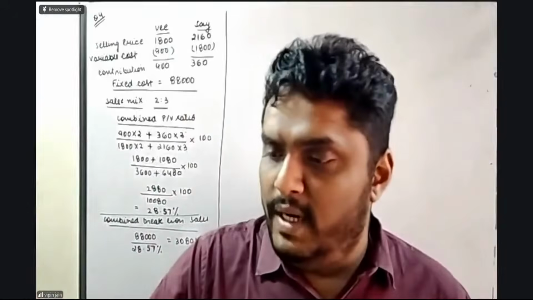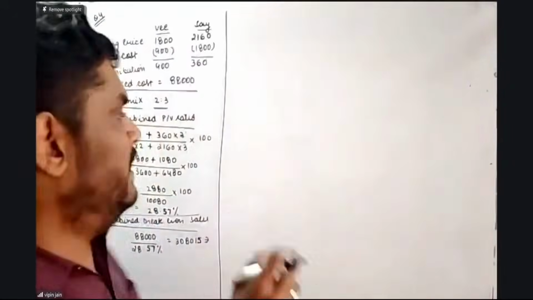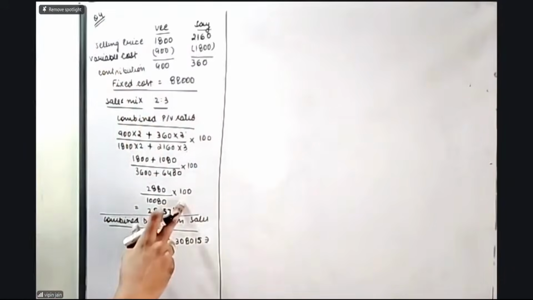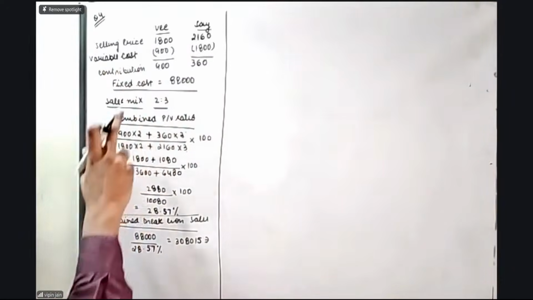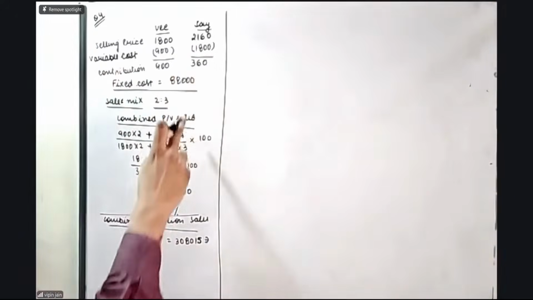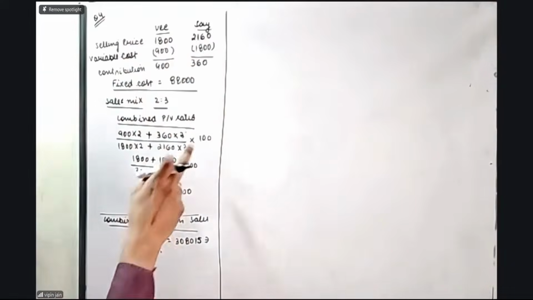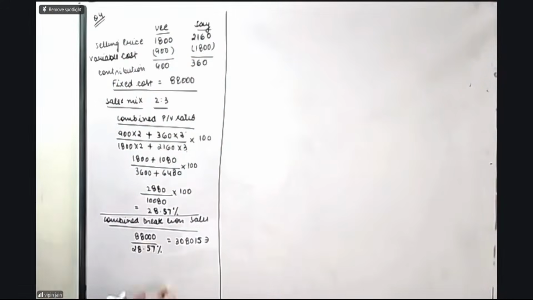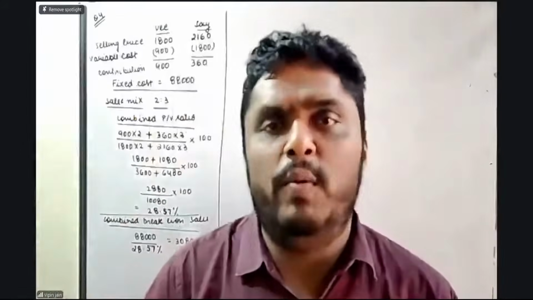Wherein first of all, we'll be calculating the combined PV ratio. That is combined contribution, or we can say weighted average contribution, 900 into 2, 360 into 3, divided by 1800 into 2 and 2160 into 3. So this is how we will be calculating the combined PV ratio. And once the combined PV ratio is calculated, we can easily calculate the combined break-even sales. So this much is more than sufficient to give an opinion.